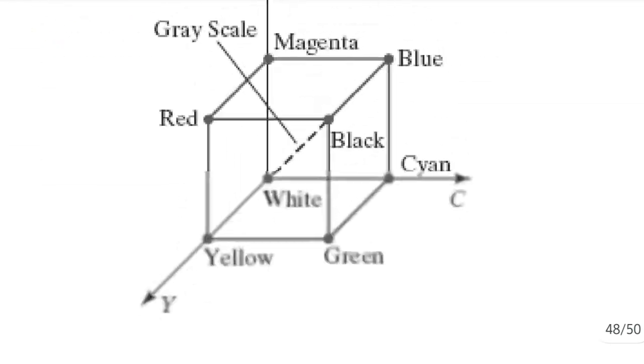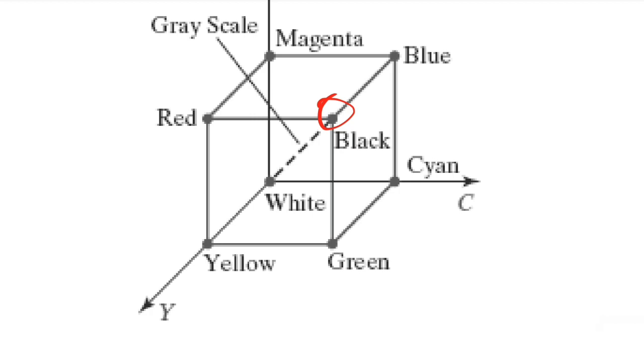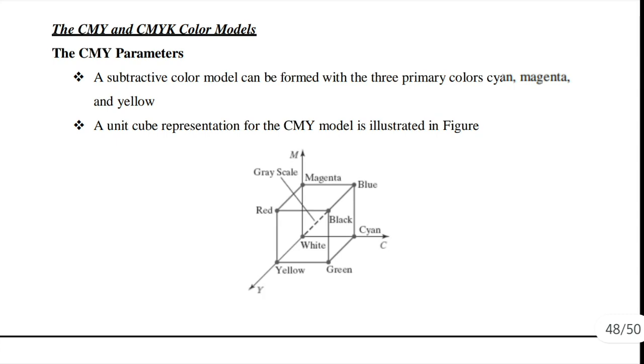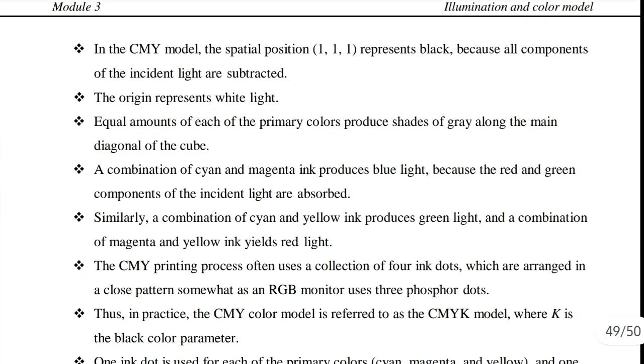Here if you mix all the colors, it will become black, because they are subtractive values, it will remove all the colors. If you do not have any color, it will be white initially. So that's the reverse of the previous one, the CMY model.